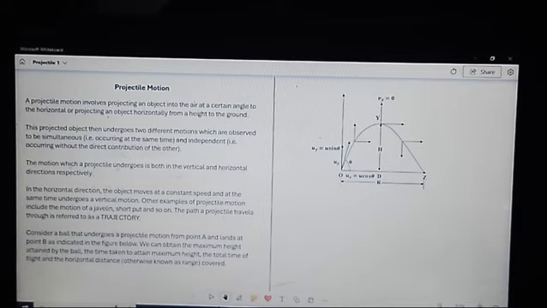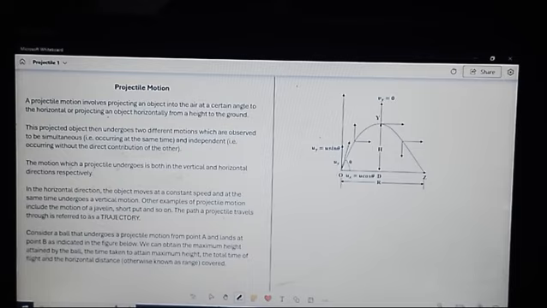Like I said, when we talk about simultaneous motion, we imply that both motions are occurring at the same time without the direct contribution of the other. That is, we have two kinds of motion that occur at the same time, the vertical motion and the horizontal motion. If you see from the diagram, let's assume an object is somewhere here at this point O.